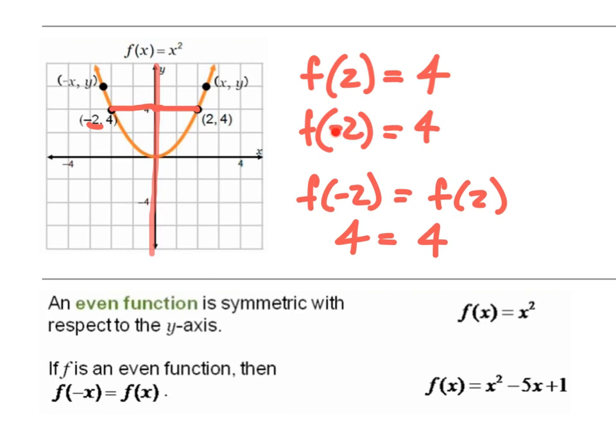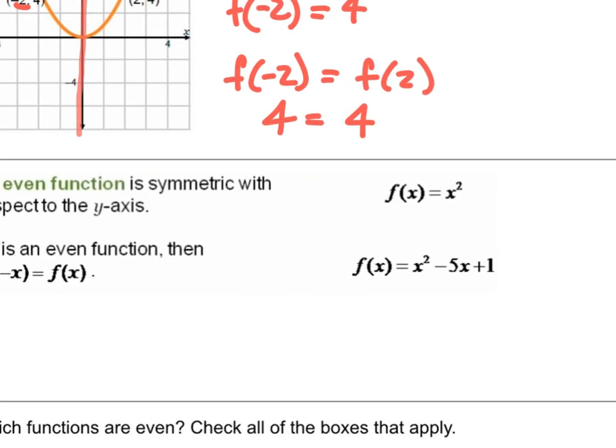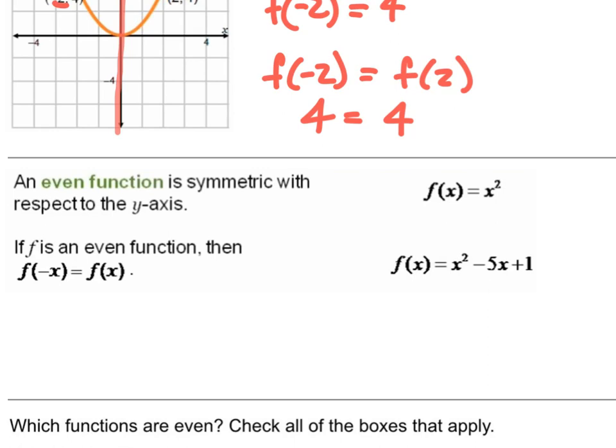We know that f of negative 2 is equal to 4, and f of 2 is equal to 4, so these two things are equal. What we want to do is determine whether these are symmetric, whether they are even functions.